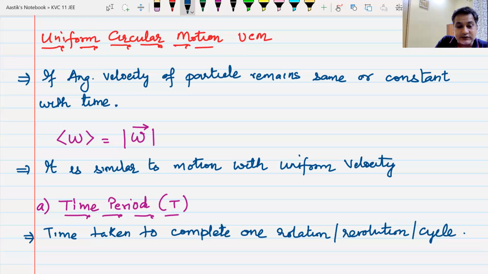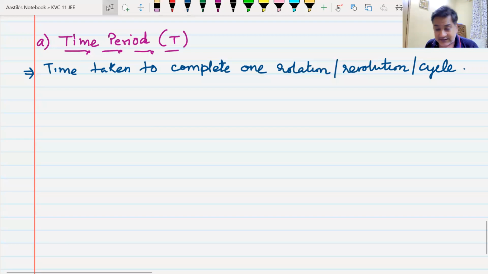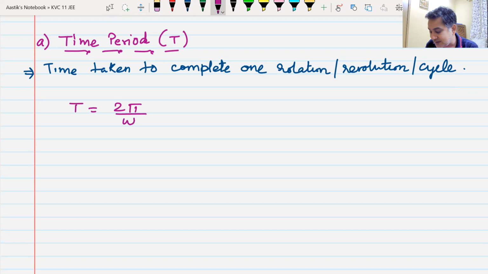Do we understand this? Yes or no? Chalo. Now there is a relation between time period and omega, because omega is constant. The relation is T equals 2 pi by omega. 2 pi is the angle it completes in one revolution. 2 pi means 360 degrees. Remember, angles are always measured in radians and not degrees, my dear friends. Do we understand this? Yes or no?